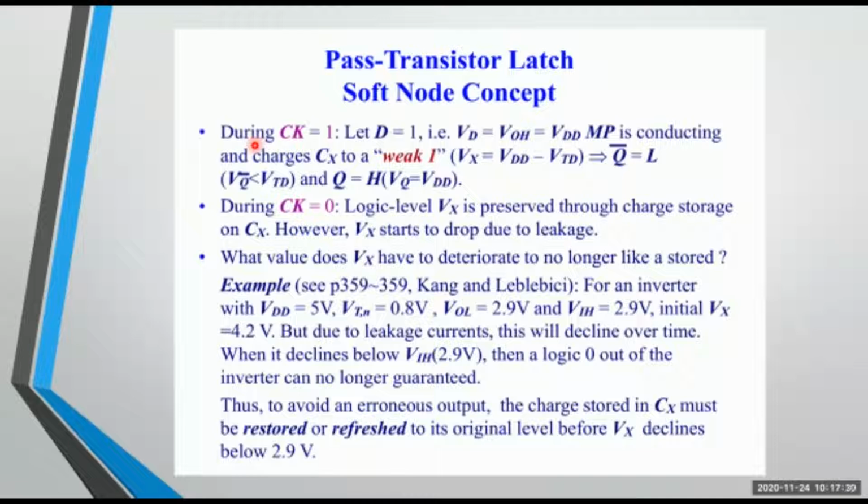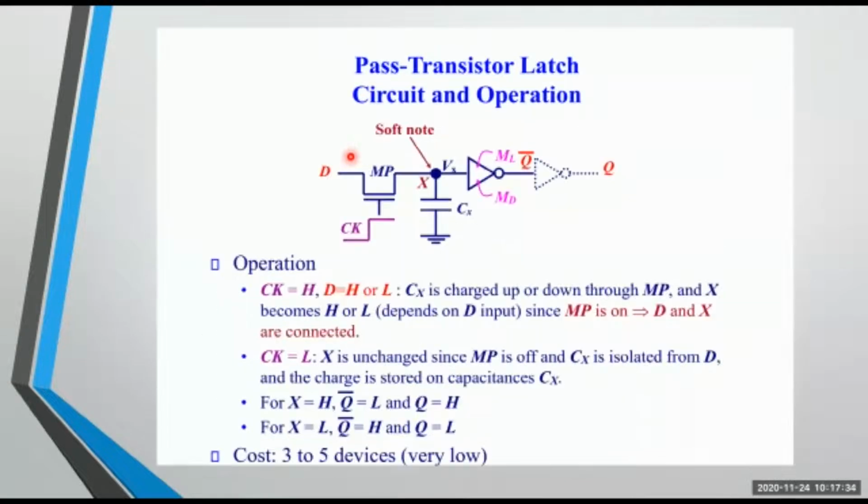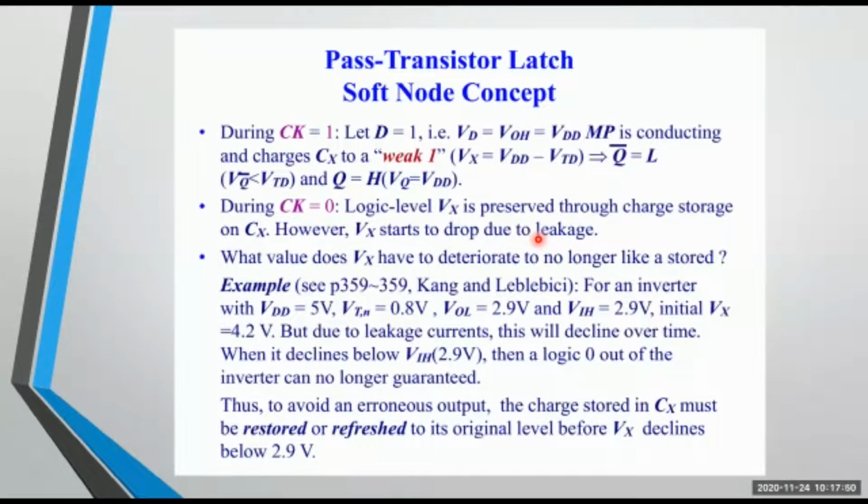Now, whenever the clock is equal to 1, in the previous circuit I explained only D equal to high or low. Now I'm trying to explain the same circuit by taking some logic 1 or logic 0, so that it will be very easy for you to understand this circuit. So let us see that operation. Whenever the clock is equal to high, since it's an N type transistor, the transistor will be turned on.